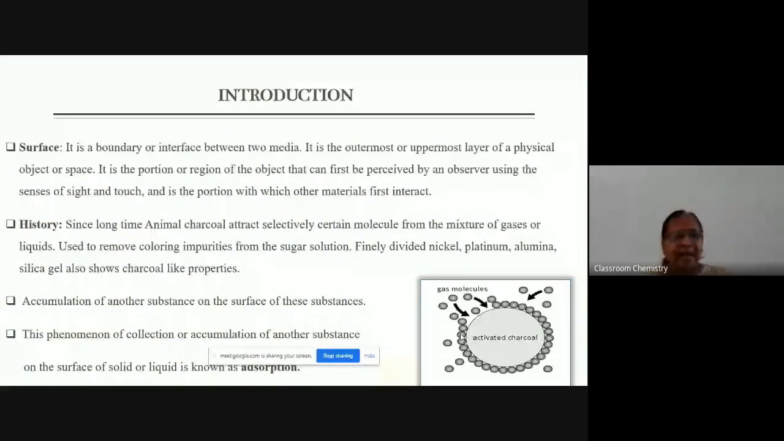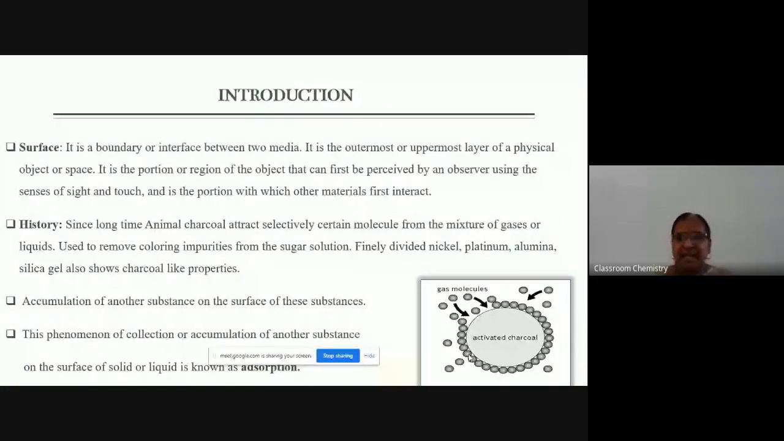Thus, we can define this phenomenon of adsorption as the काय definition सांगता येईल आपल्याला? It is the collection or accumulation of the another substance on the surface of solid or liquid is known as the adsorption. दुसरा सबस्टन्स ज्यावेळी accumulate होतो, कलेक्ट होतो another substance त्या surface वरती, that is known as the adsorption. This phenomenon of collection or accumulation of another substance on the surface of other substance is known as the adsorption.